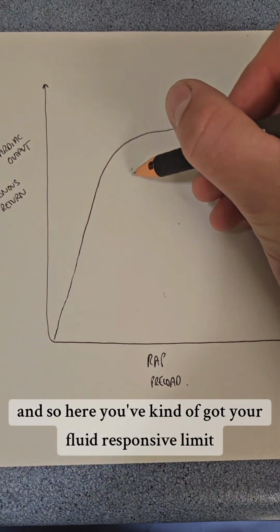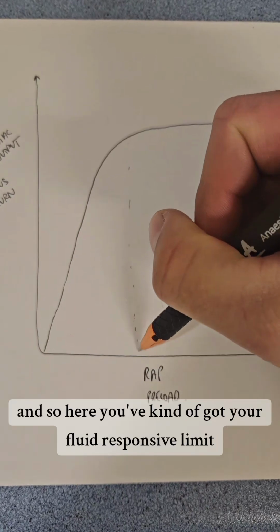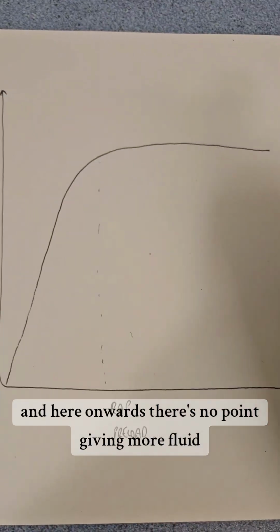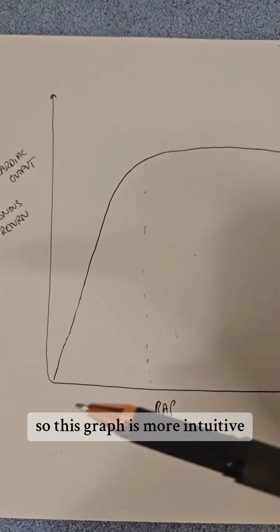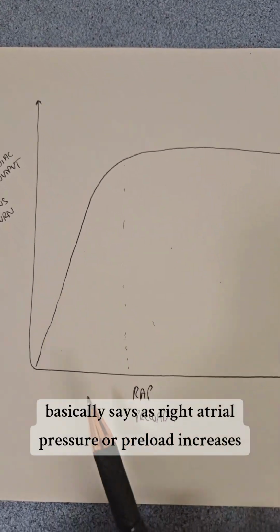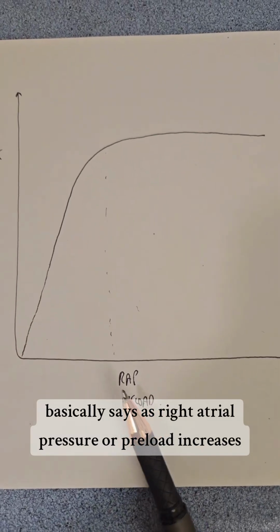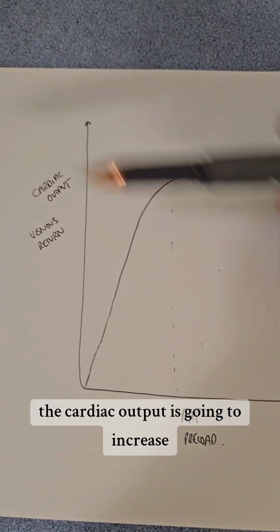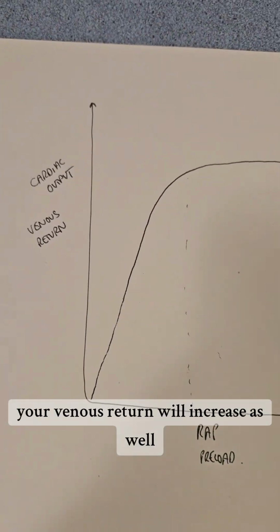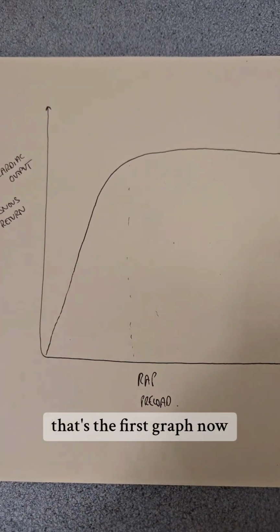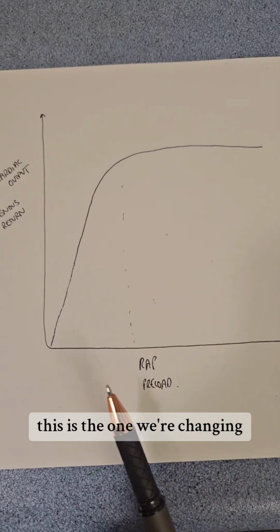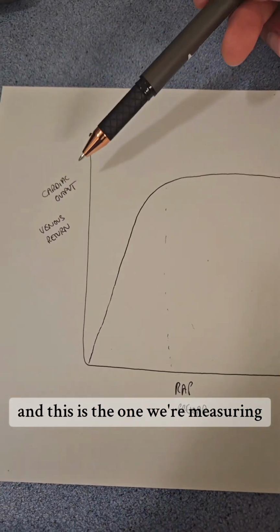And so here you've kind of got your fluid responsive limit. From here to here, this is a fluid responsive area, and here onwards, there's no point giving more fluid. So this graph is more intuitive, and it's a good place to start. Basically says, as right atrial pressure, or preload, increases, the cardiac output is going to increase, and assuming you are not bleeding to death, your venous return will increase as well. That's the first graph. Now the key is, this is the independent variable, this is the one we're changing, and this is the one we're measuring as a result.